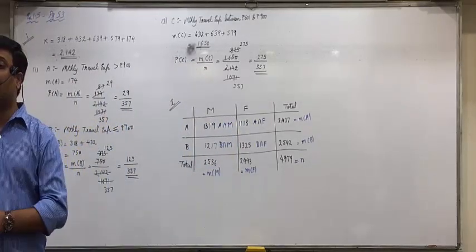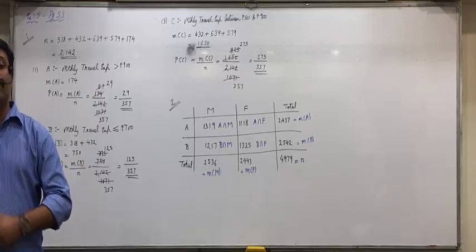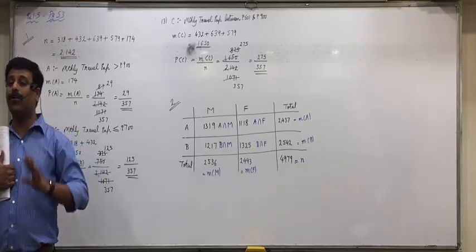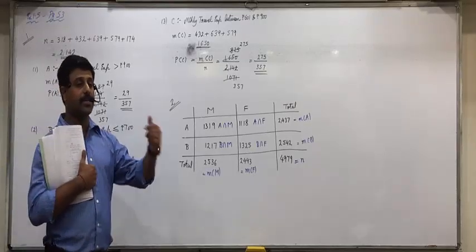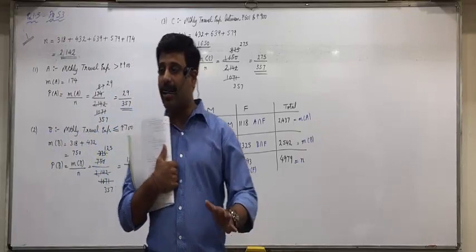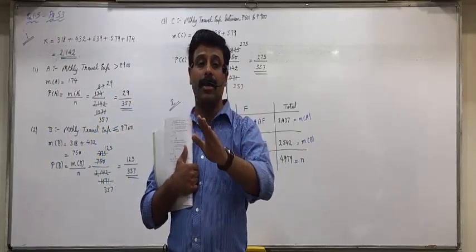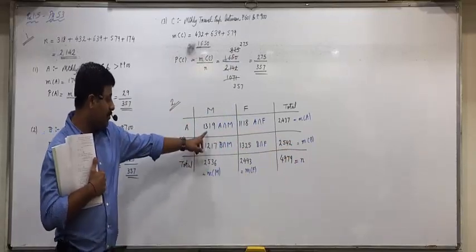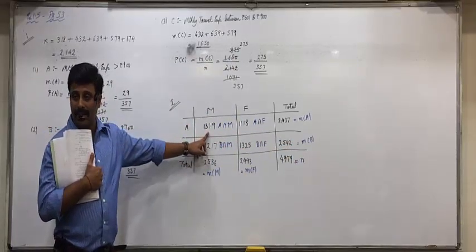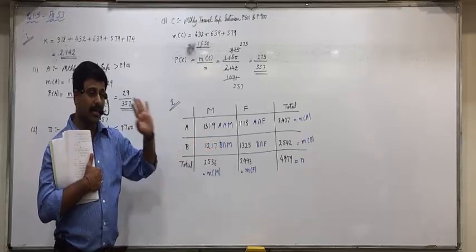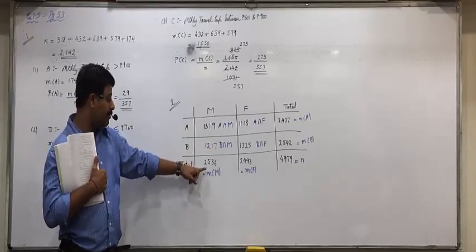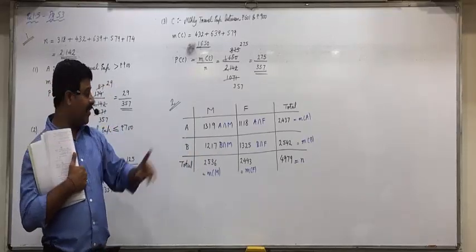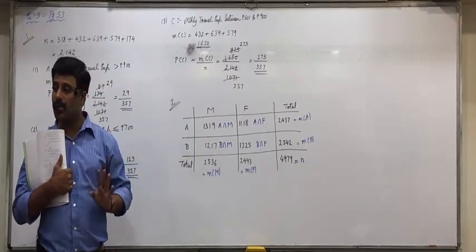Now what is the formula of P of A slash M? P of A intersection M upon P of M. Numerator is always intersection and denominator is denominator. So A slash M will be P of A intersection M upon P of M. What is A intersection M? 1319 upon 4979. Upon, what is P of M? 2536 upon 4979.